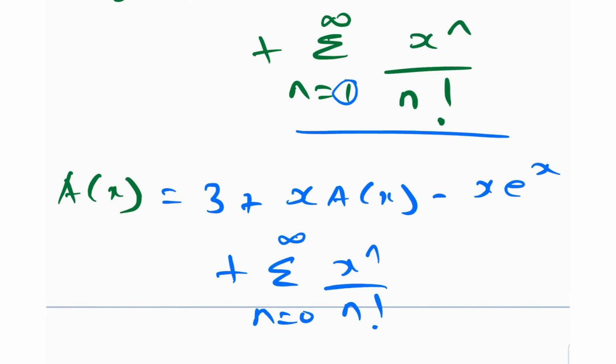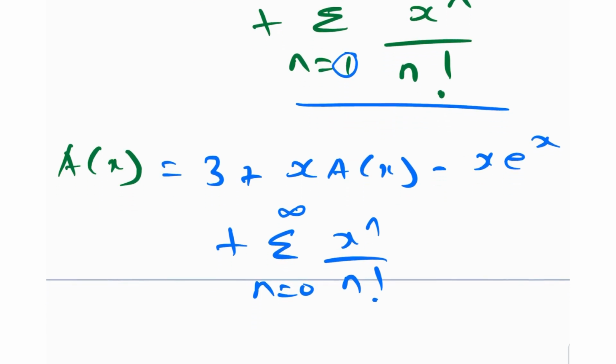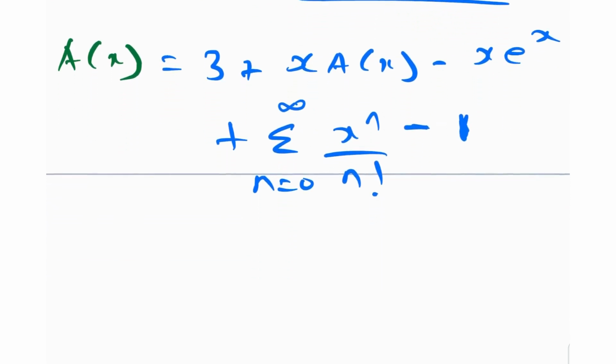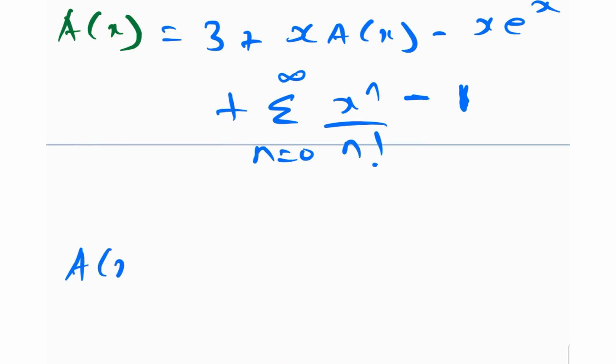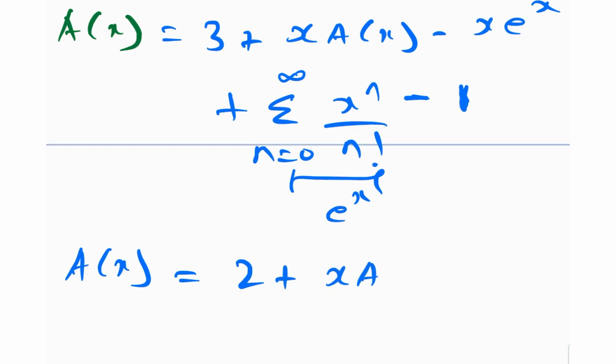So what I essentially did is I added the 0th term. But if I added the 0th term, I also need to subtract the 0th term to maintain the equality. And the 0th term, just plug in n equals 0 and you'll easily see that this is 1. So this is obviously e to the power x, right? A(x) becomes 3 minus 1, that is 2, plus x times A(x) minus x times e to the power x plus e to the power x.